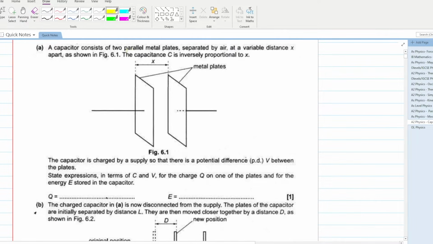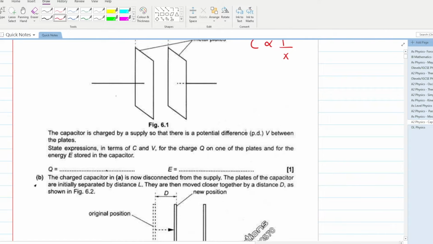A capacitor consists of two parallel metal plates separated by air at a variable distance x apart as shown in figure 6.1. The capacitance is inversely proportional to x. What does this mean? This basically means that the capacitance is inversely proportional to x, that is the distance between the two plates. The capacitor is charged by a supply so that there is a potential difference V between the plates.